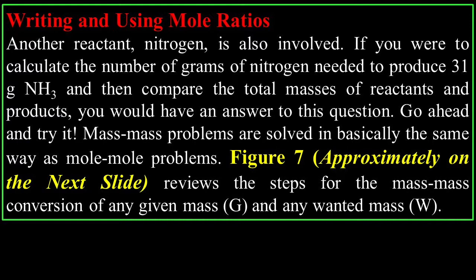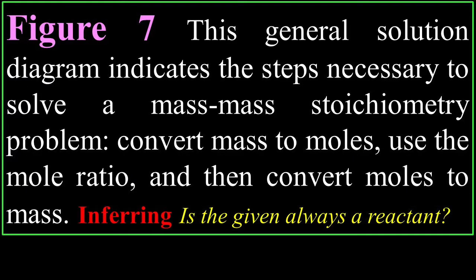Mass-mass problems are solved in basically the same way as mole-mole problems. Figure 7, on the next slide, reviews the steps for the mass-mass conversion of any given mass, G, and any wanted mass, W. So we're going to see how they do it. Again, they're making it into a little bit of gobbledygook. This general solution diagram indicates the steps necessary to solve a mass-mass stoichiometry problem: convert masses to moles, use the mole ratio, and then convert moles to masses.